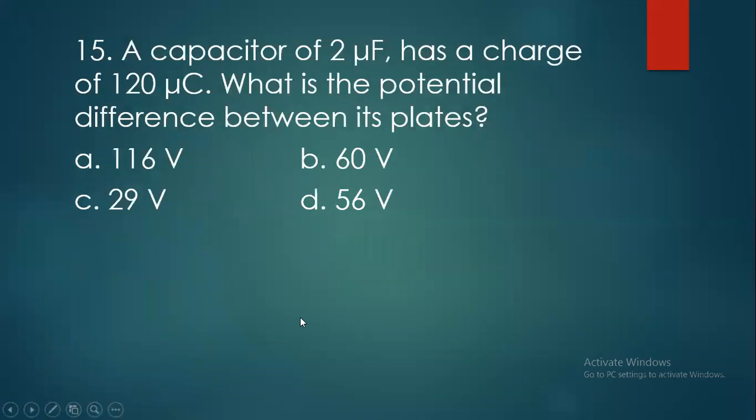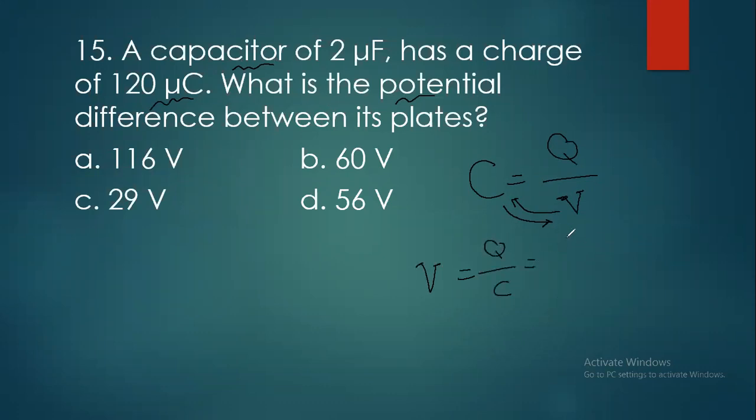That's the new force. Next, a capacitor of 2 microfarads has a charge of 120 microcoulombs. What is the potential difference between its plates? Now, what relates capacitance with charge and voltage? The formula states that capacitance is equal to charge over potential difference. So in order to calculate the potential difference, all you need to do is swap them. So V is equal to Q over C, right?